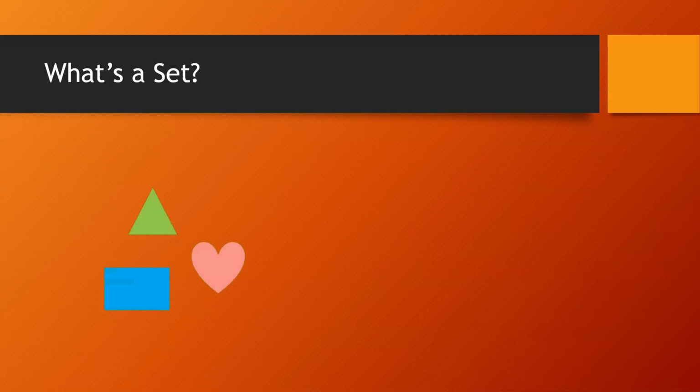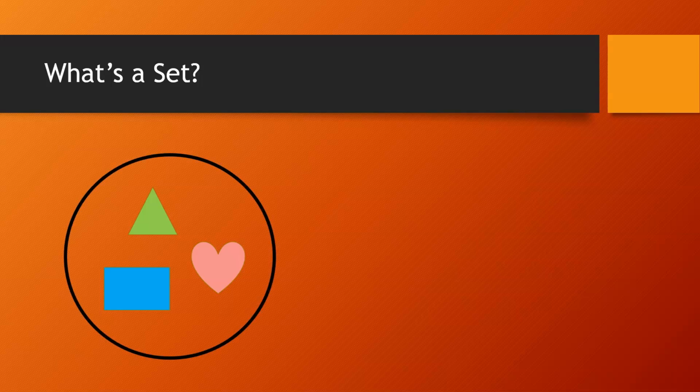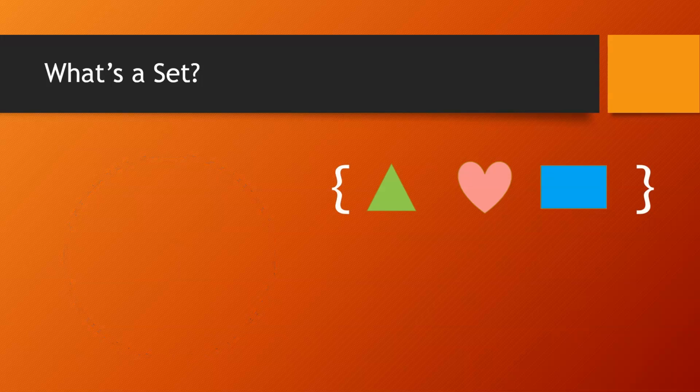So what is a set? Well, it's nothing more than a collection of objects that are within some sort of container. That container idea is important for the notation we use to describe a set. Because if we wanted to list set notation for this set of the triangle, the heart, and the rectangle, we would have to show the container by using curly braces. And we would have to separate the elements of the set, that's the individual parts of the set, with commas.